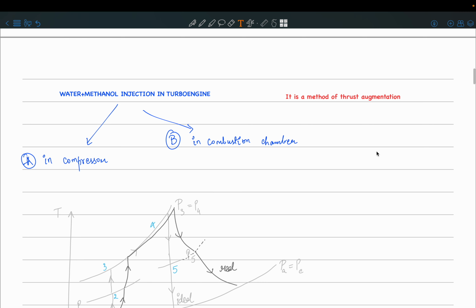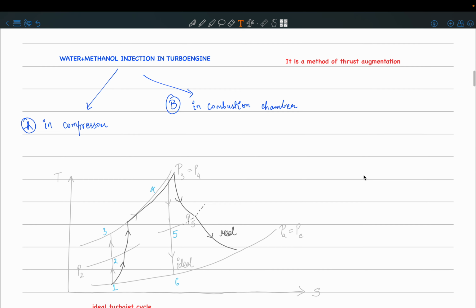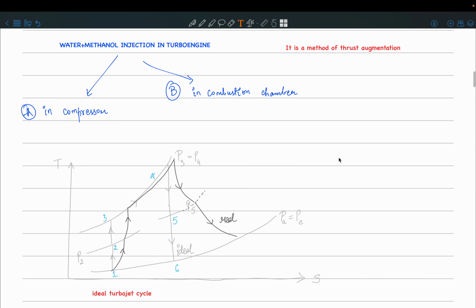One method is you switch on the afterburner. That adds more heat, raises the fluid to a higher temperature, then the exhaust has a larger temperature difference, and as a result you will get more thrust. But there is another method: you can inject water and methanol. When you inject this mixture in the compressor it has a certain effect, and if you inject it in the combustion chamber it has some other effect, but in both cases you increase the thrust. So my question was, why or how is this water methanol injection going to increase the thrust?